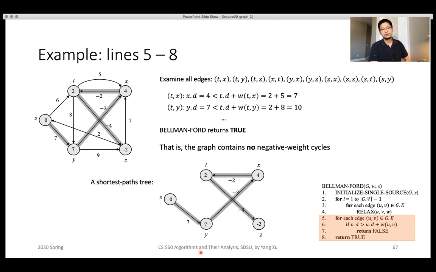Okay, so along this tree, we can find all the shortest path weights of all the vertices. The shortest path from S to Y is this path, and from S to X is S-Y-X, and X to T, that is the shortest path for T, and from T to Z, that is the shortest path for Z. Okay, so that's how the Bellman-Ford algorithm runs on this simple example.